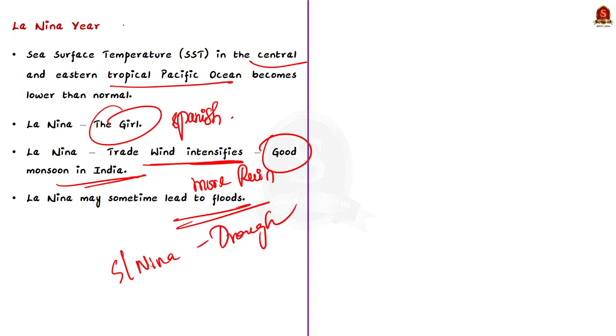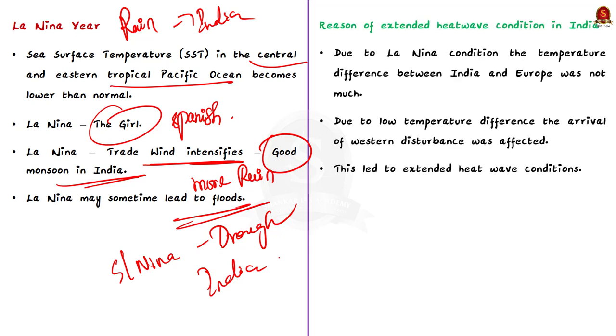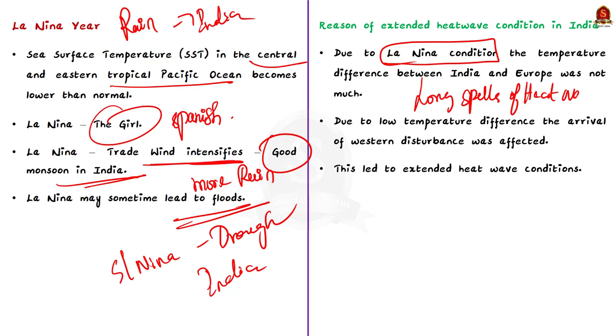And having understood the basics about El Nino and La Nina, now let us come to the article. As we already saw, during La Nina years, the summer monsoon in India becomes wetter and winters become colder. But this year, scientists believe that La Nina conditions may be the reason for long spells of heat waves in India. Normally, from March, the land temperature in India starts rising.